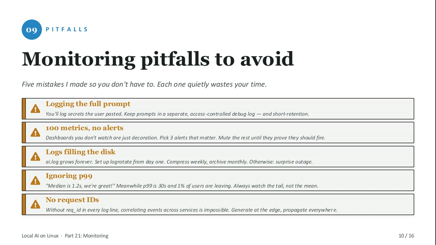Let AI.log grow forever and you'll get a surprise outage from a full disk. Watch P99, not the median, because the tail is where users churn. And put a request ID on every log line. Without it, correlating across services is genuinely impossible.